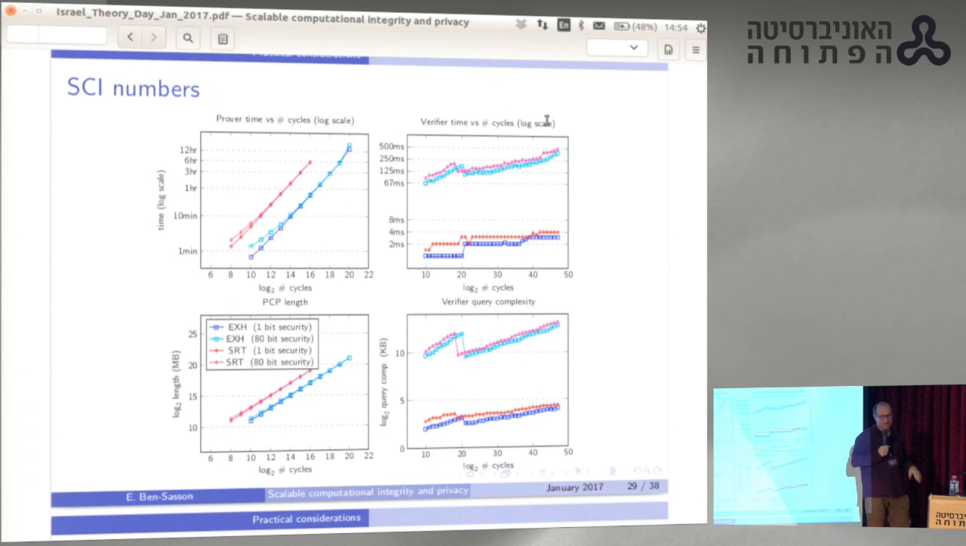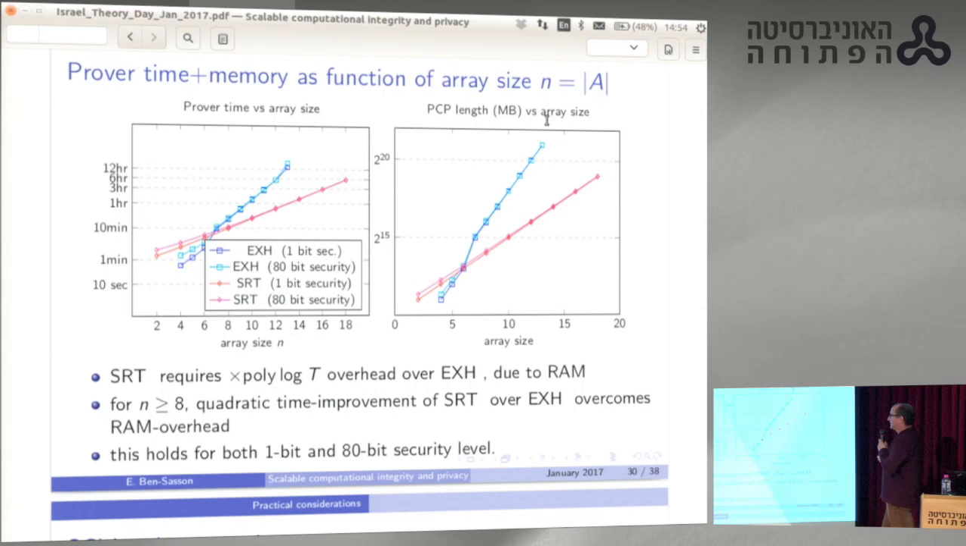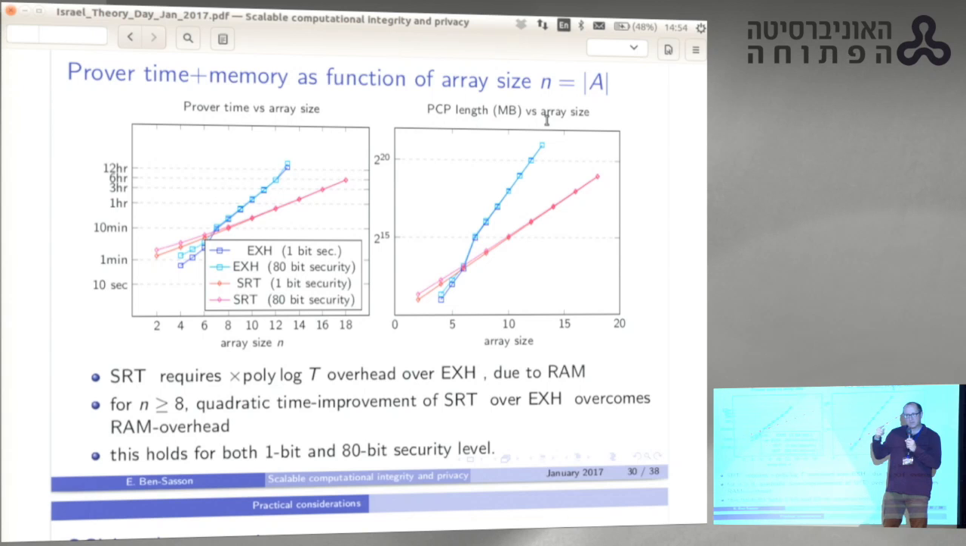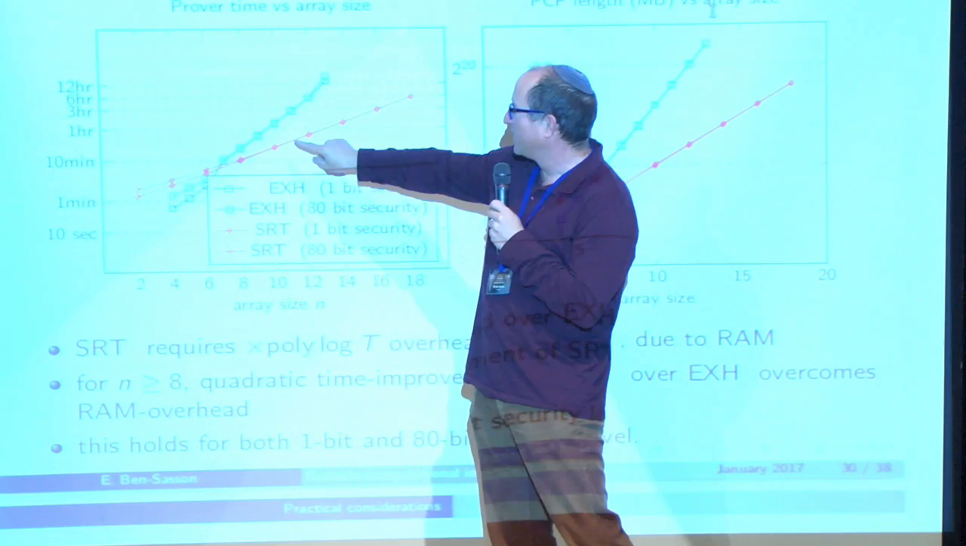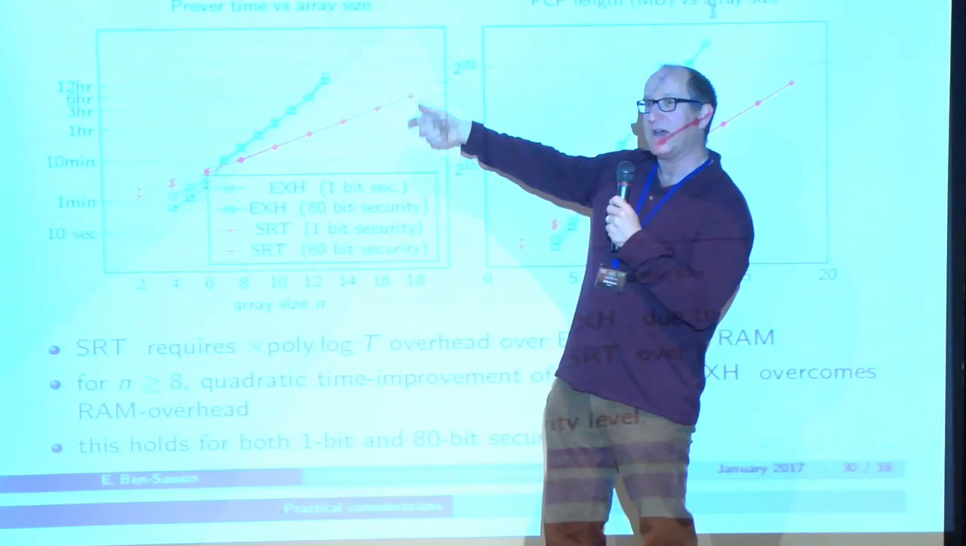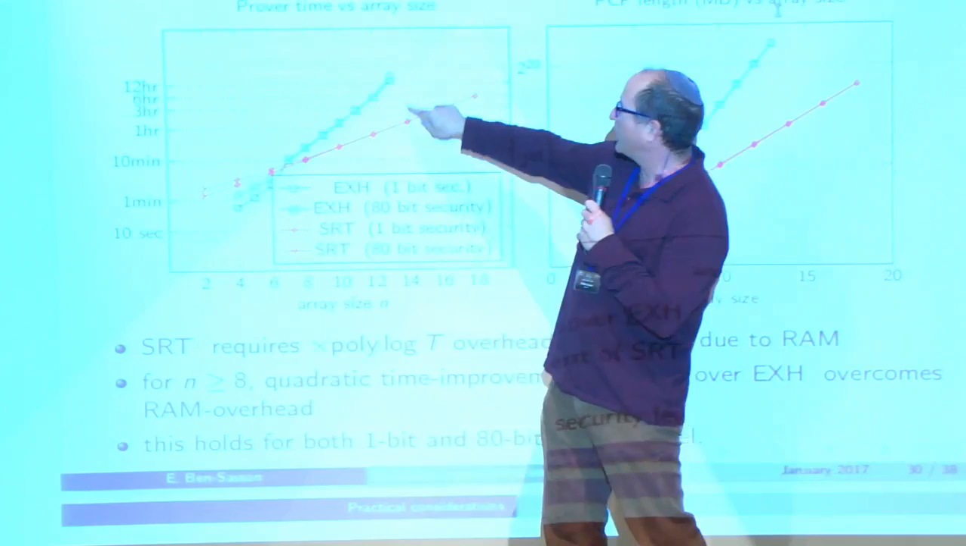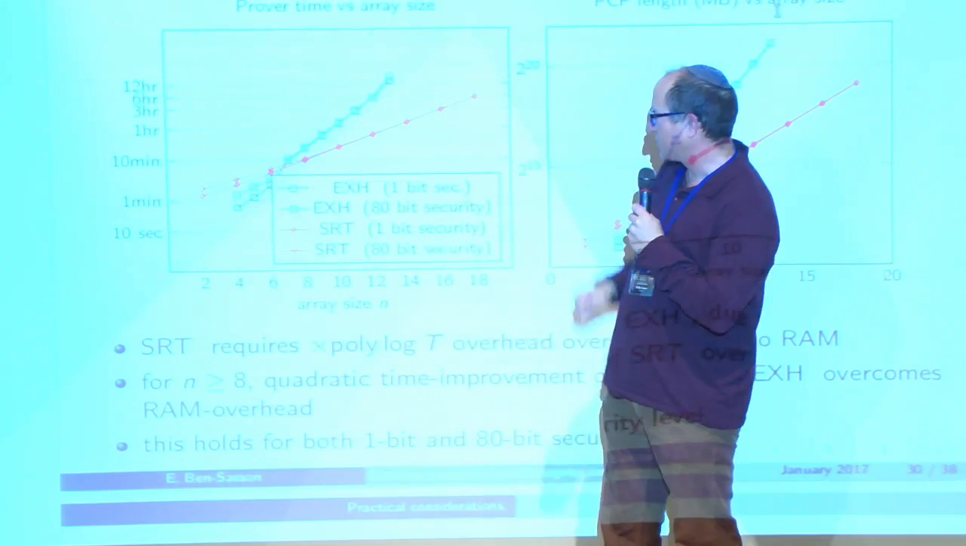What's more interesting is that our compiler was efficient enough so that the extra cost you pay for dealing with memory still was less costly than... Okay, so this is the sorting-based execution, which is more efficient in running time, but you have to deal with memory. And as you can see here, the prover running time versus array size gets better for the sorting-based execution pretty quickly.